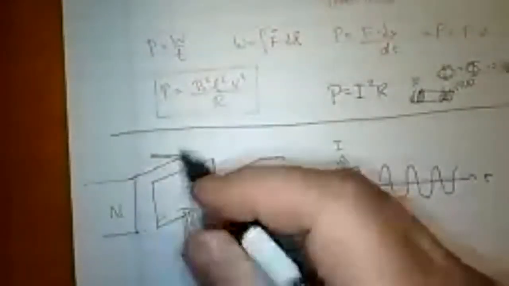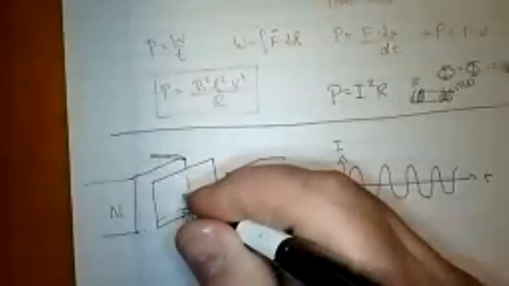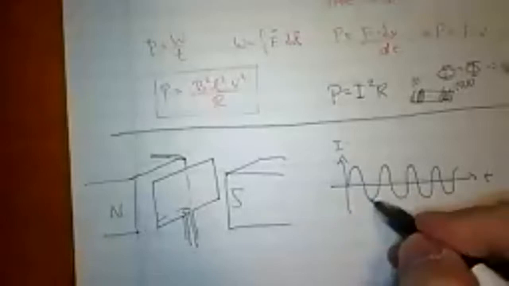Basically these peaks are where the A vector, which is perpendicular to the loop, is actually parallel to the magnetic field, or anti-parallel to the magnetic field down here. So we end up getting I equal to some I0 times sine omega t, where omega is equal to 2 pi times the frequency, and the frequency for us is 60 hertz. That's how we generate electricity.